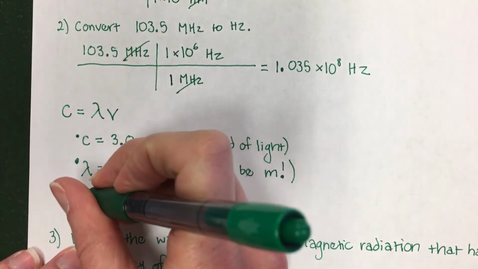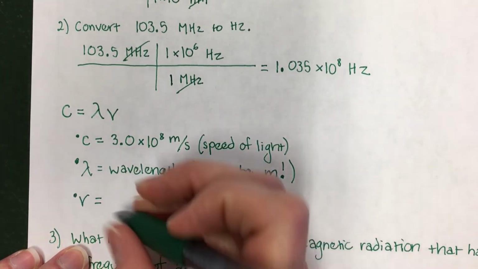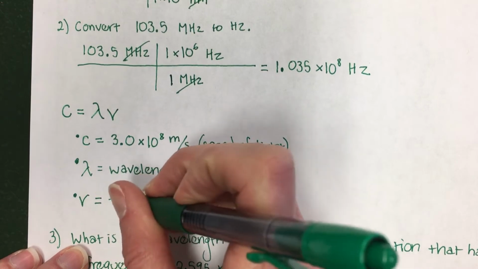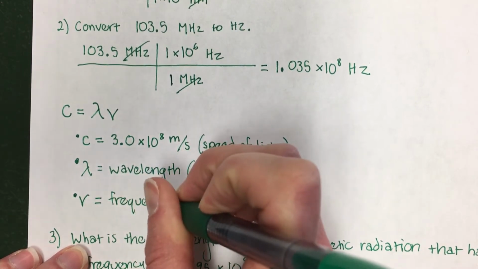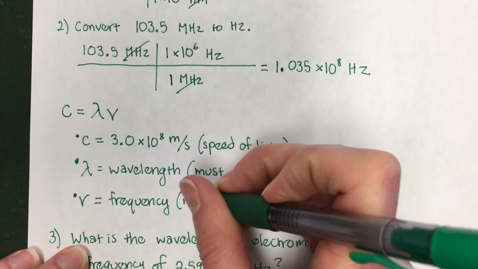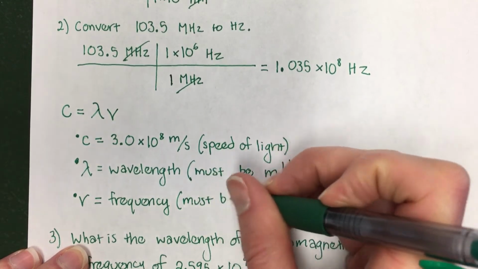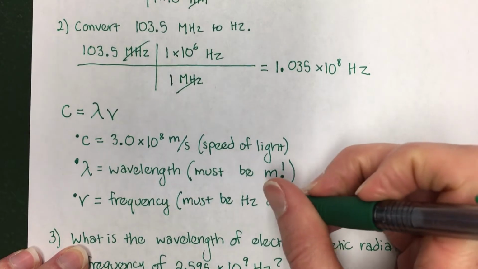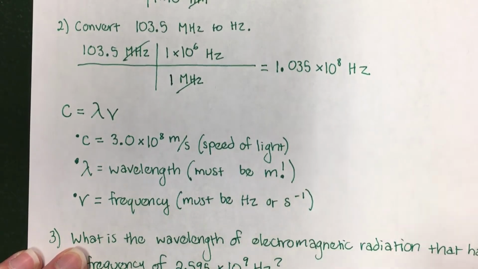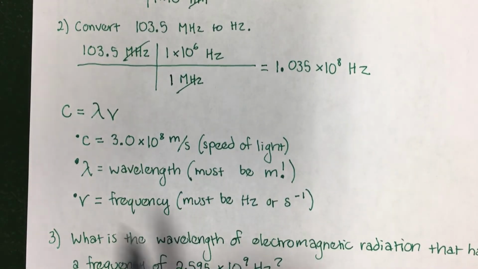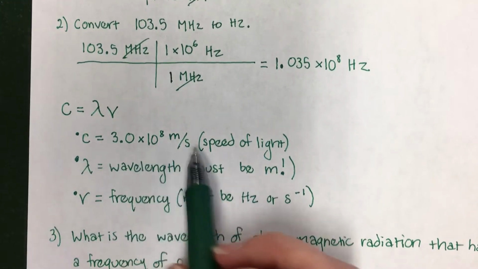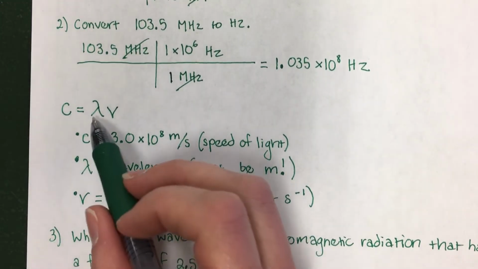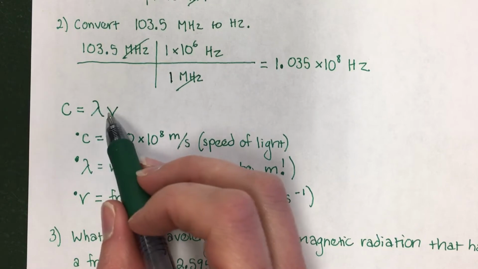And then our nu, or our V-looking thing, is frequency, and frequency needs to be in hertz. And hertz is the same thing as seconds to the -1. Okay, now we're never going to be solving for C because we know what C is. It's a constant. But we might be solving for our wavelength or our frequency.